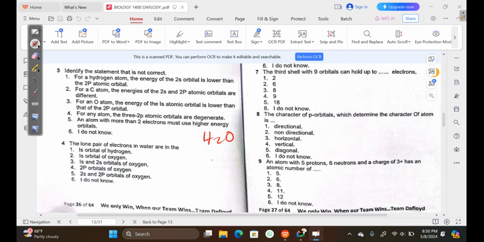What shape does the water molecule give? What do you call this shape? Guys, you have done this in chemistry.